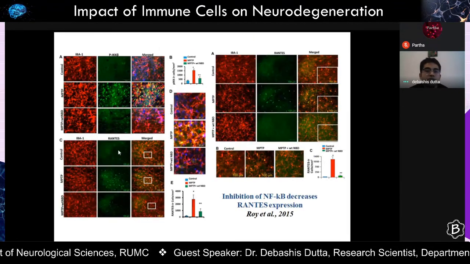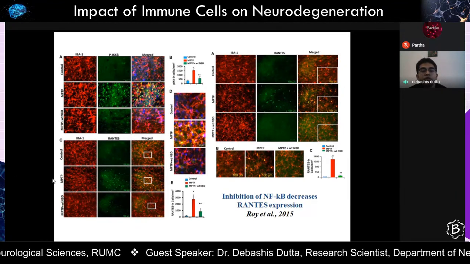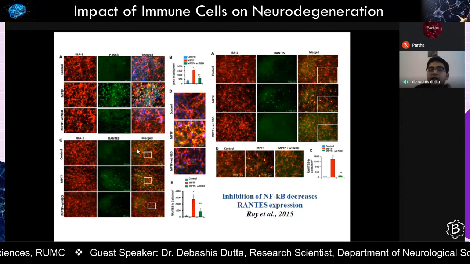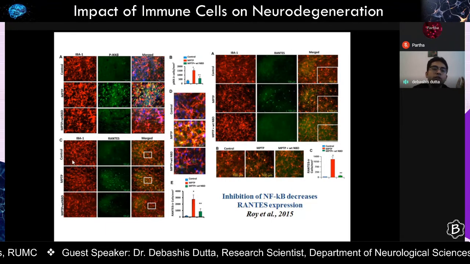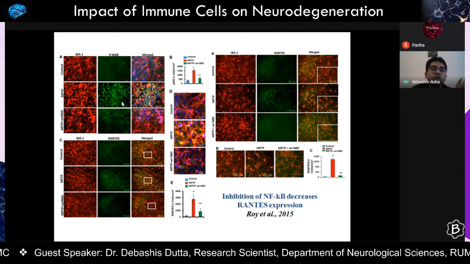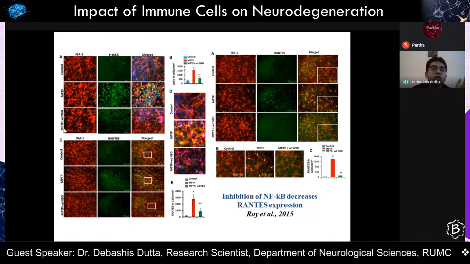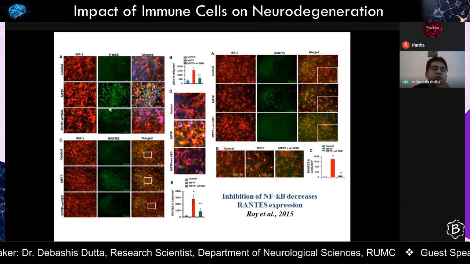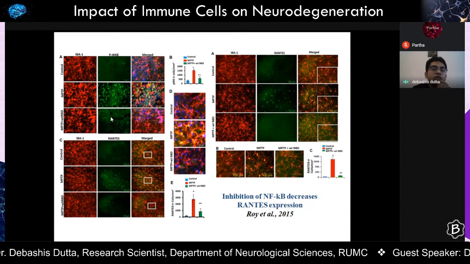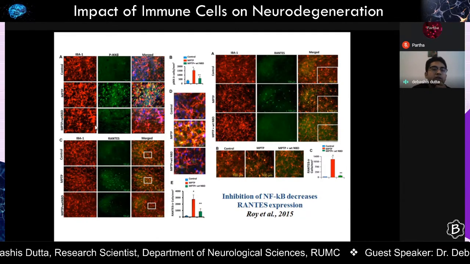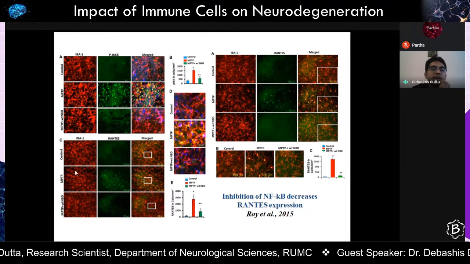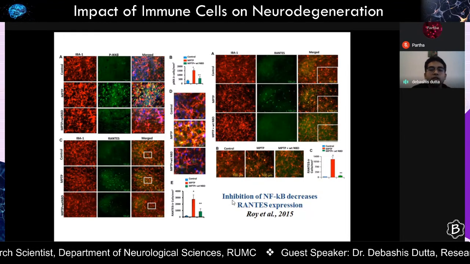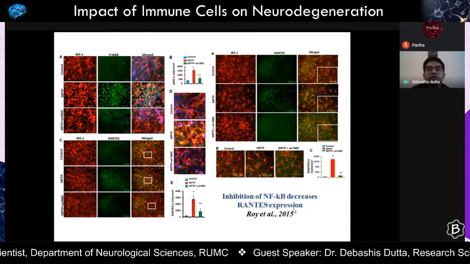And as it is upregulated by NF-kappa-B activation, they have used one peptide, named the NEMO-binding peptide, and its function is to block the activation of NF-kappa-B. When this peptide is administered after MPTP injection, the phosphorylated I-kappa-B kinase is much downregulated, and as NF-kappa-B activation is lowered by this peptide, the RANTES and eotaxin expression is also lowered within the brain. So this suggests that the inhibition of NF-kappa-B decreases RANTES expression within the brain.